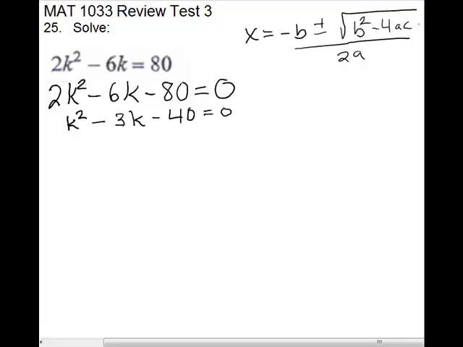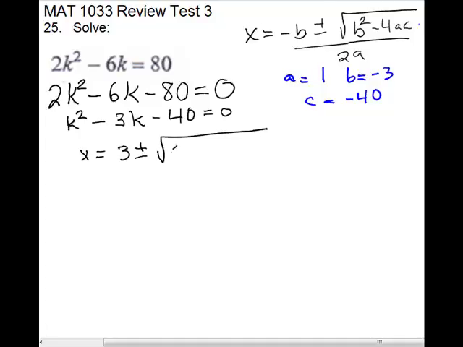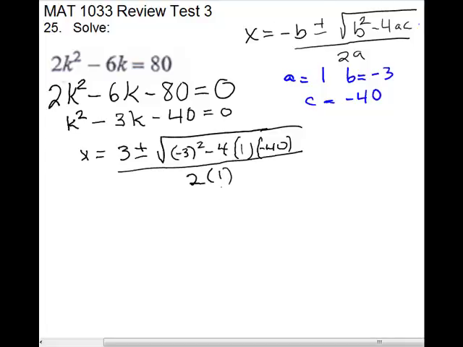Right, now we'll pick off our a, b, and c. So our a is 1. Our b is -3. And our c is -40. So we'll plug those into our quadratic formula. So our x or our k is equal to -b. So b is already negative, so that will be a +3 plus or minus the square root of -3 squared minus 4 times our a, which is 1, times our c, which is -40, all over 2 times 1.